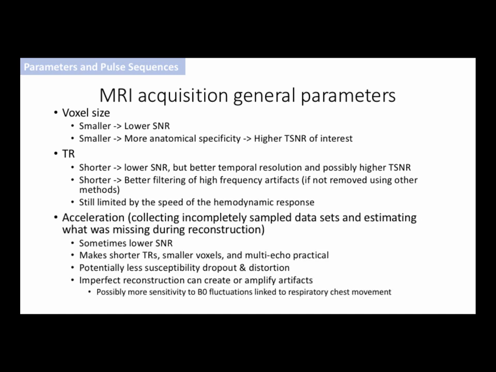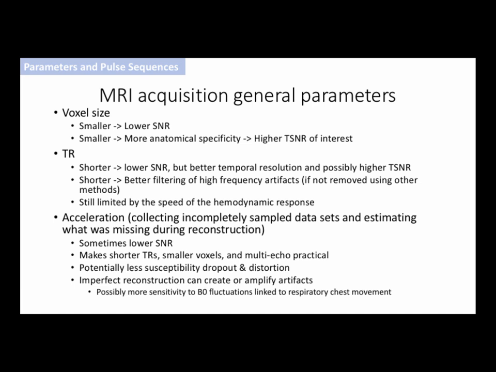And the other thing with shorter TR and voxel size is the way people are really pushing this is with acceleration. I will hand-wavingly define acceleration as collecting a data set where you're not sampling the whole space and throwing it into some sort of black box where you're estimating what's missing during reconstruction. In some cases when you're doing this acceleration, you're getting lower SNR. It can give you smaller TRs, smaller voxels. It makes multi-echo practical. Acceleration in some form is almost the norm nowadays. But sometimes we don't think about quite what the negatives are. So just keep it in mind.